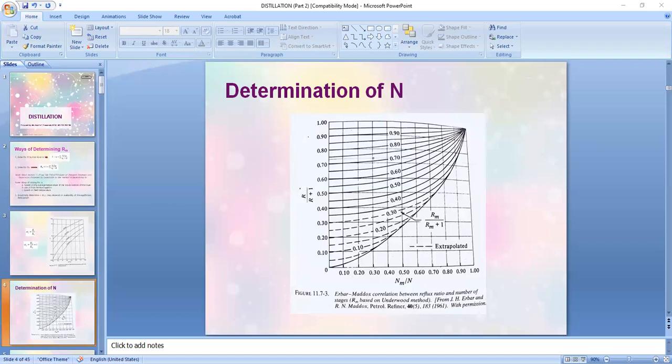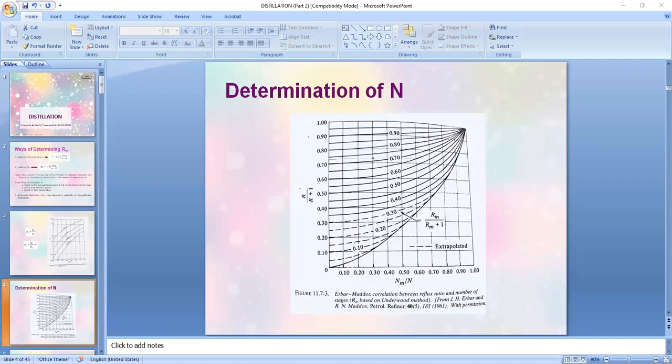Now this N sub M, oftentimes, so that it would be simpler, you will just solve using Fenske's equation. Fenske's equation is dependent on the mole fractions and the geometric mean of the volatilities of your distillate and your bottoms liquid. As to how to determine the minimum number of stages using Fenske's equation, that will be discussed in the sample problem after this one. That way, I will not have to repeat.